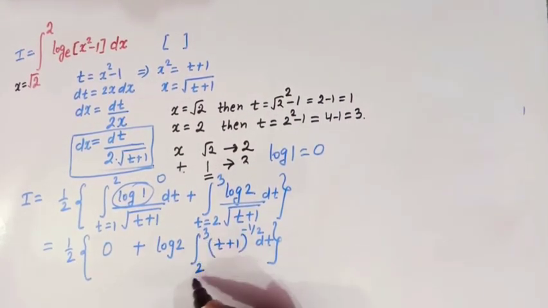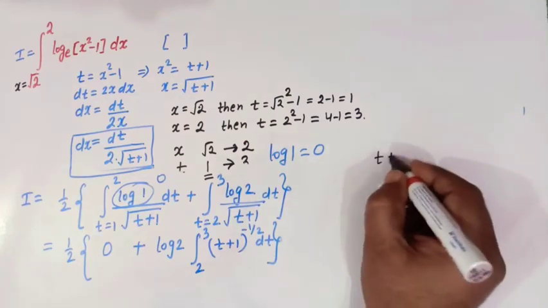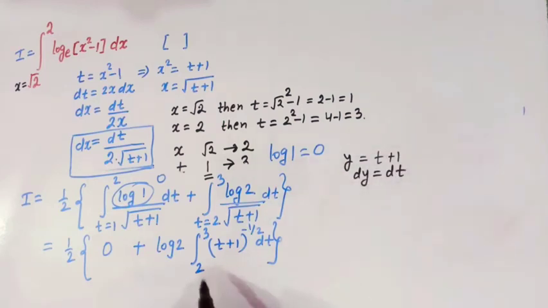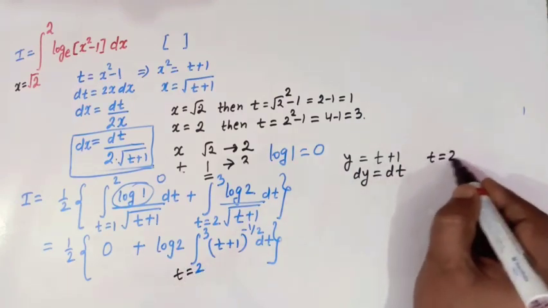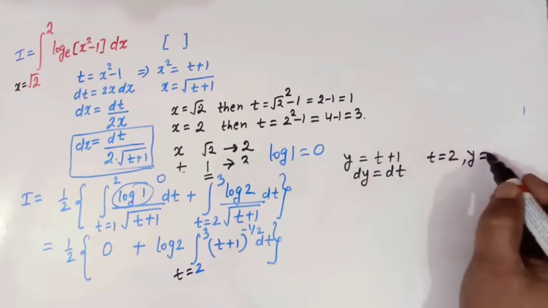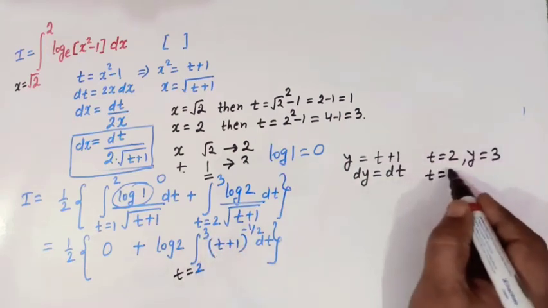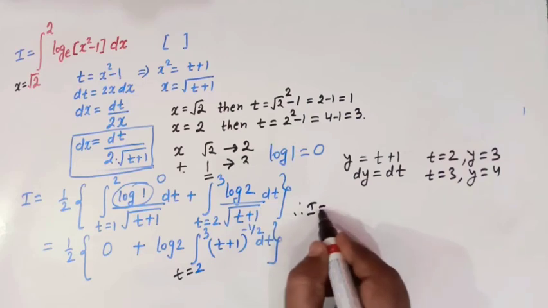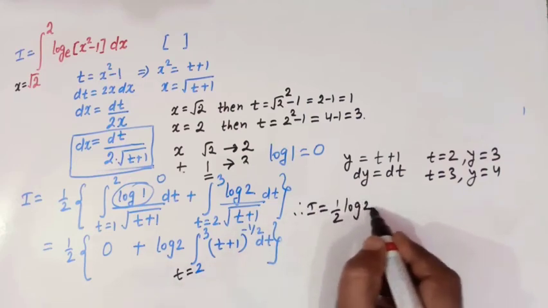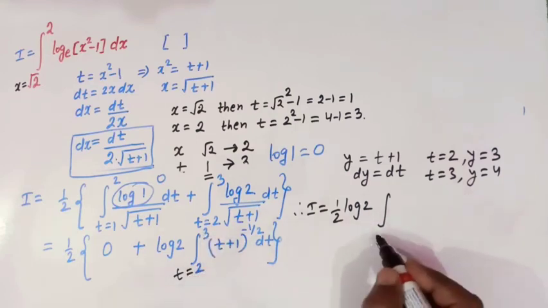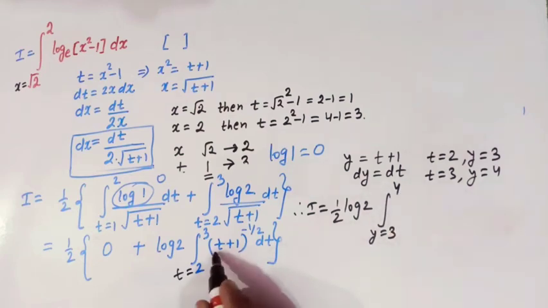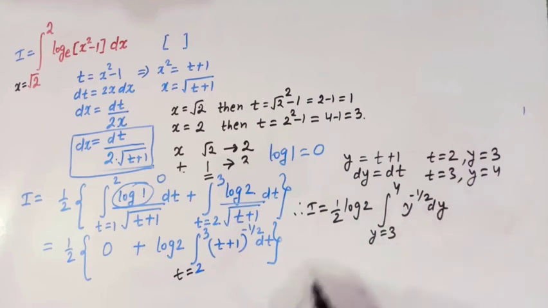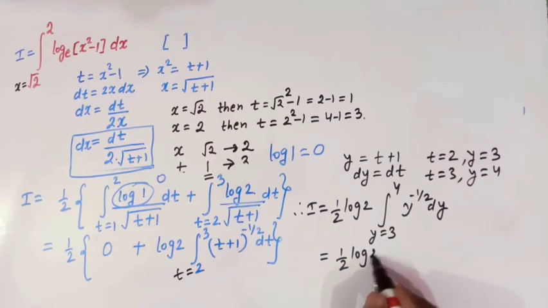So now to evaluate this integral, we can write t plus 1 is equal to y, so dy is equal to dt, and when t is 2, then the value of y is 2 plus 1, which is 3. When t is 3, then the value of y is 3 plus 1, which is 4, right? So now I can be written as half log 2, and the integral from 2 to 3 is now from y equals 3 to 4, and for t plus 1 we have y raised to minus half dy, right?